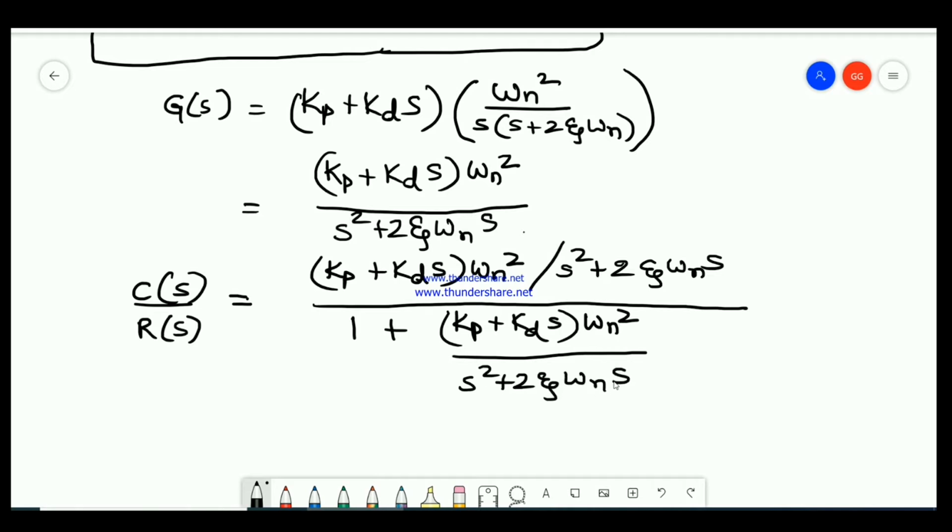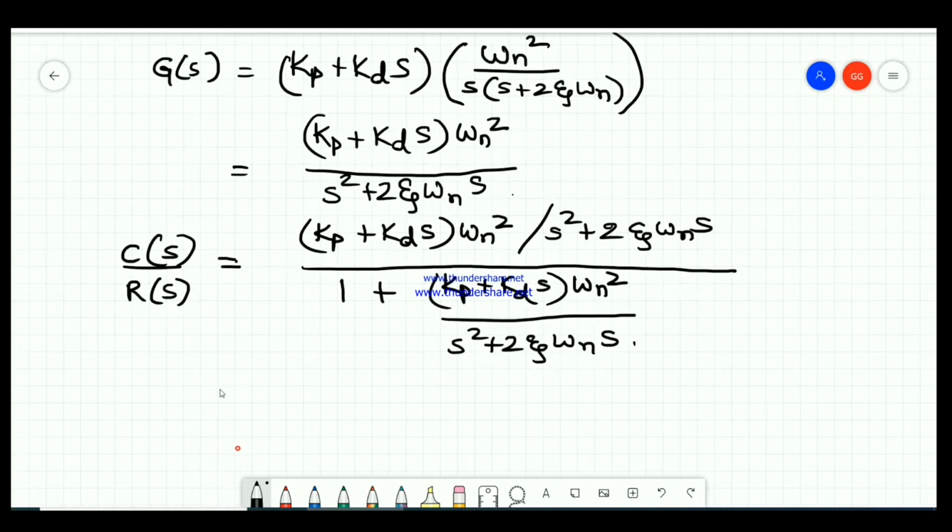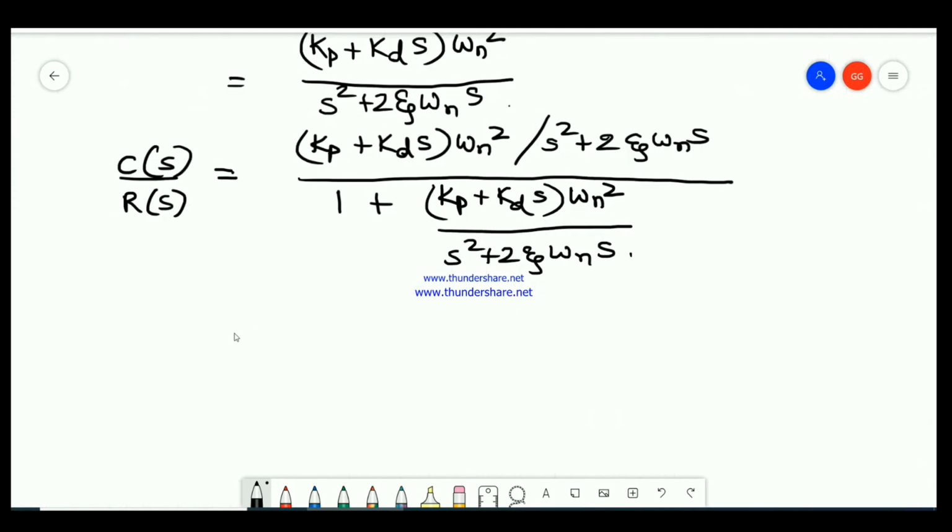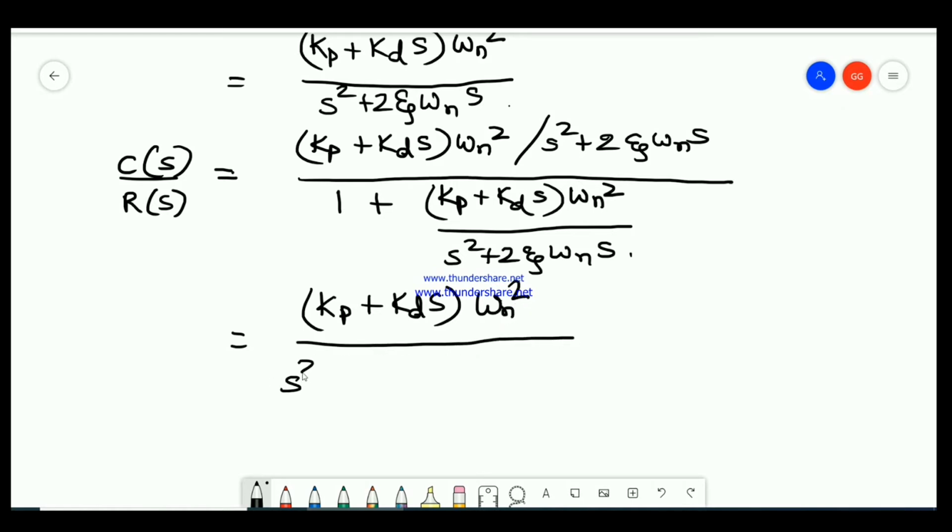So if I take the LCM and cancel the denominator terms, you will get C(s) by R(s) equal to (Kp plus Kd s) into omega n square divided by s square plus 2 zeta omega n s added with Kp omega n square plus Kd omega n square s.